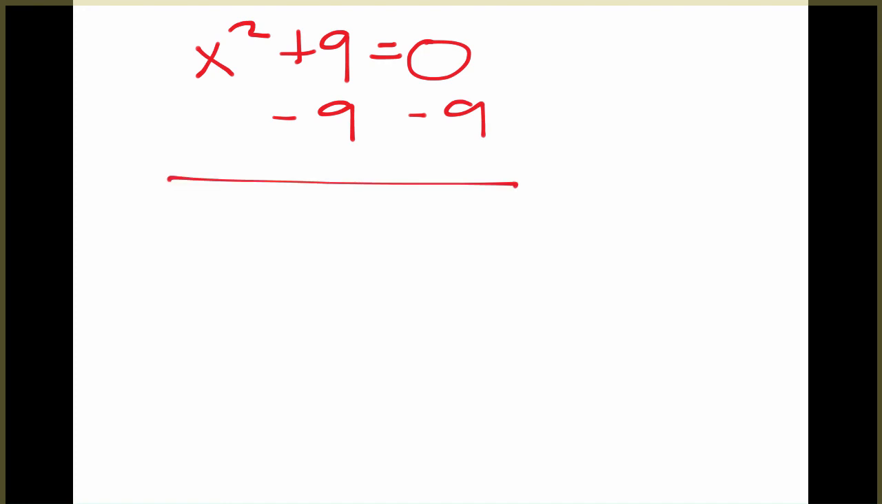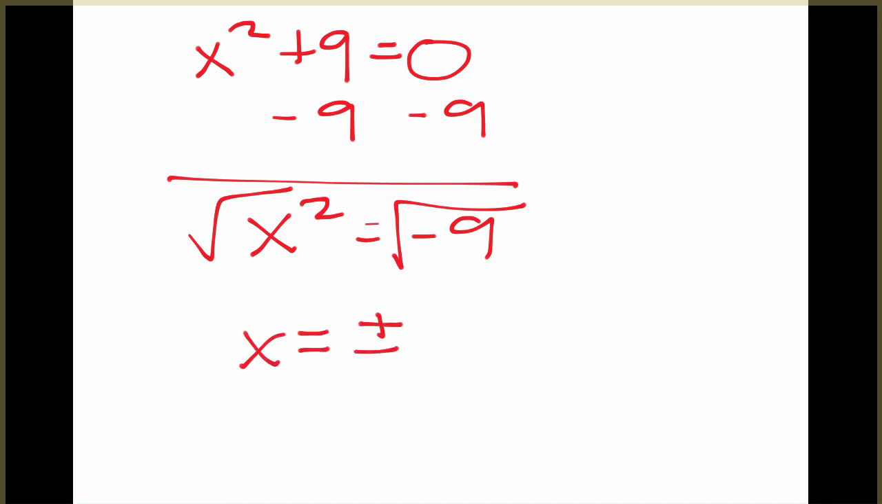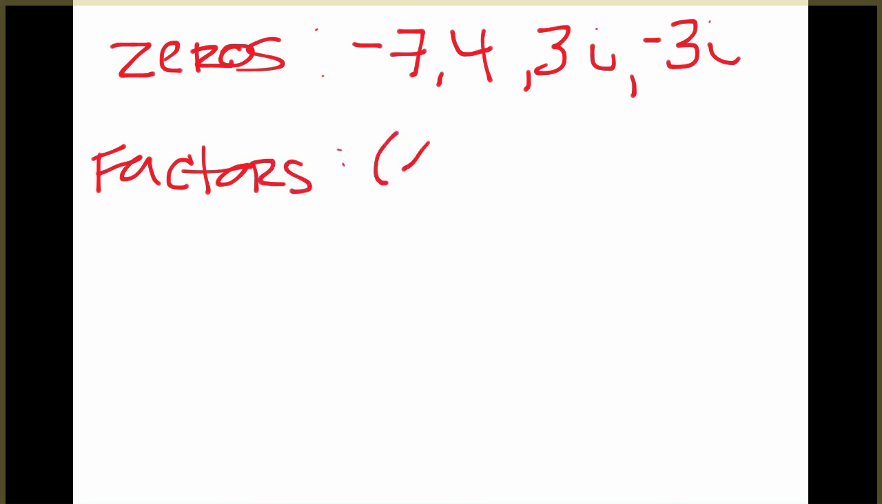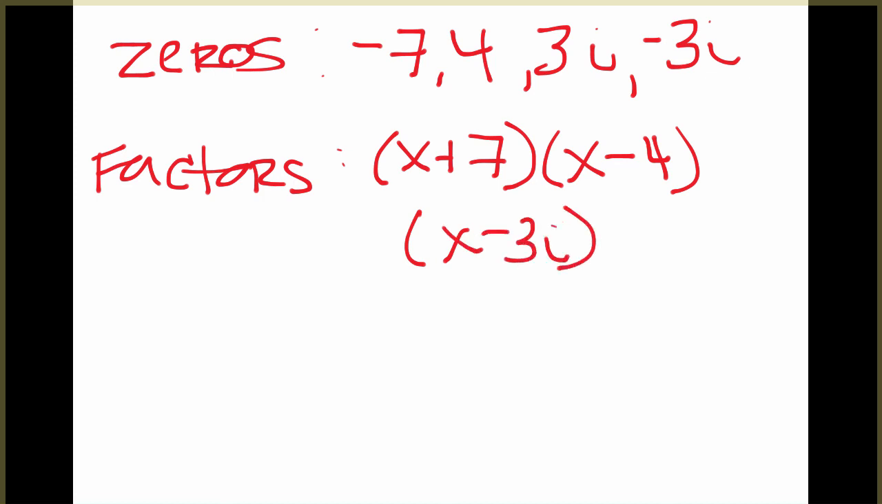And so if I just take x squared plus 9 and set it equal to 0, I can solve for x by taking the square root of each side, and I get x is equal to a positive or negative 3i. If I think back to where I was before, I had zeros at -7 and 4. And now I have my last remaining zeros at positive 3i and negative 3i. That means the complete factorization of this problem would give me the expression x plus 7, x minus 4, x minus 3i, x plus 3i.